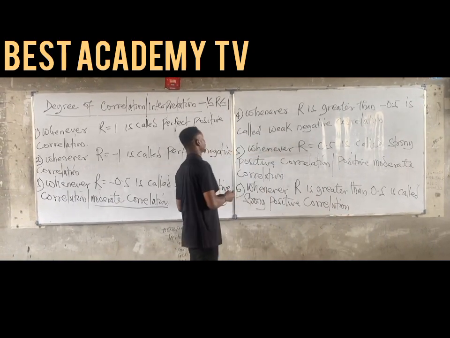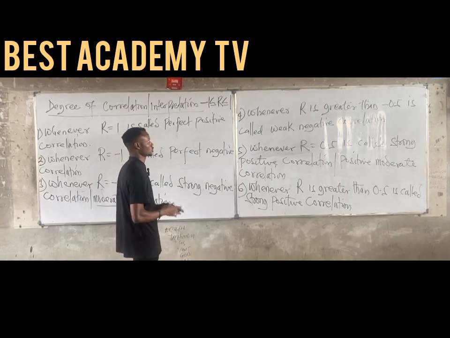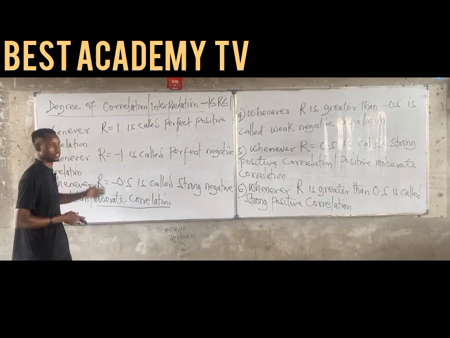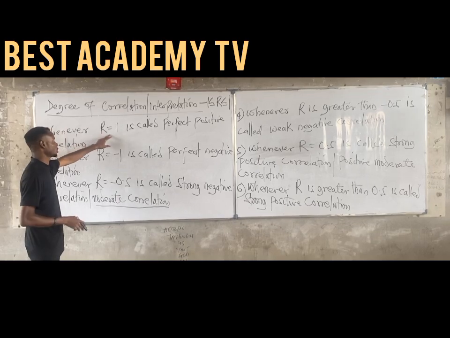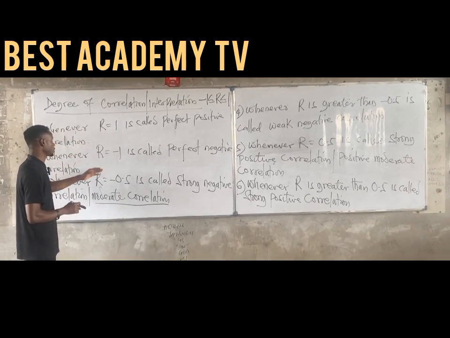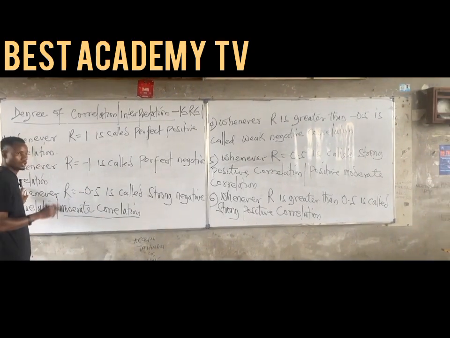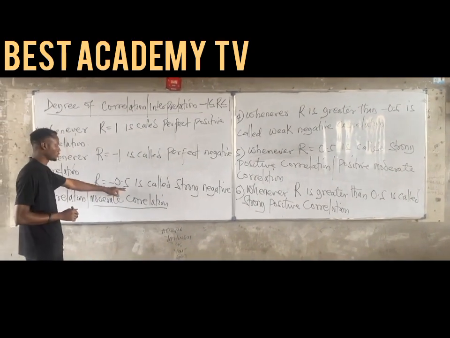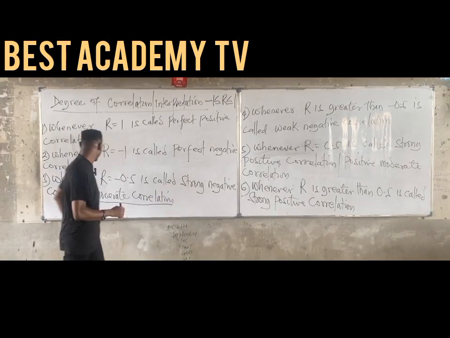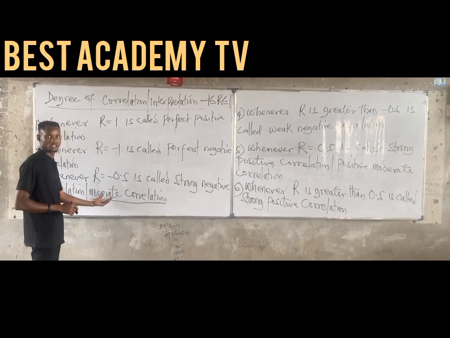Okay, now that means from this particular range here, we are able to form about 6 conditions or 6 interpretations of correlation. Whenever r is equal to 1, it is called perfect positive correlation. Whenever r is equal to -1, it's called perfect negative correlation. Whenever r is equal to -0.5, it's called strong negative correlation, or negative moderate correlation.